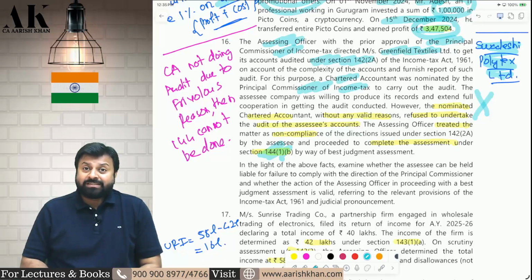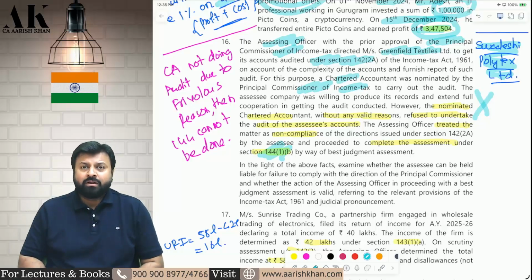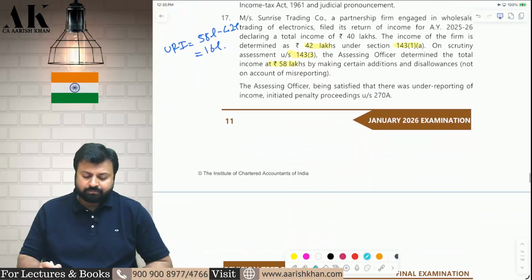If there is a mistake, a delay, or a non-compliance by the Chartered Accountant, then the assessee cannot bear the burden of 144. The AO cannot impose 144 on the assessee. If the assessee does not cooperate in audit, then the AO can impose 144. But if the CA is not cooperating, or for a frivolous, hopeless or unnecessary reason he is not doing the audit, you cannot impose 144 on the assessee. I hope it is clear to all of you.